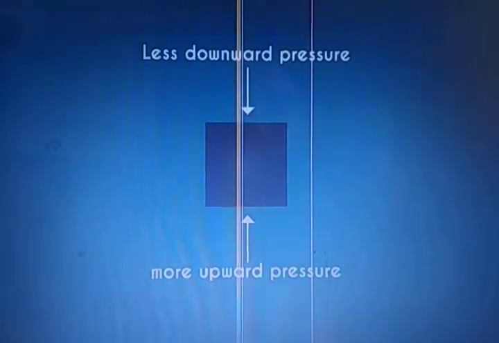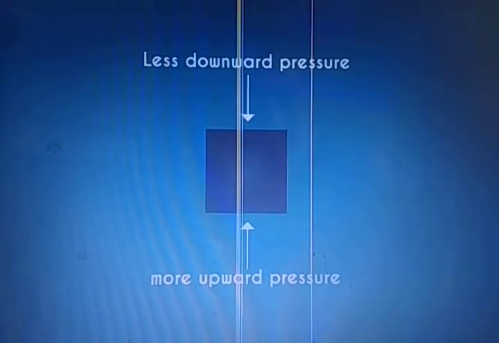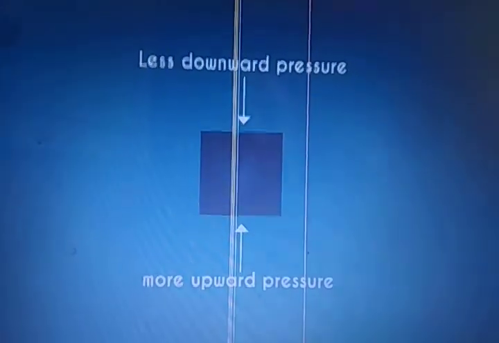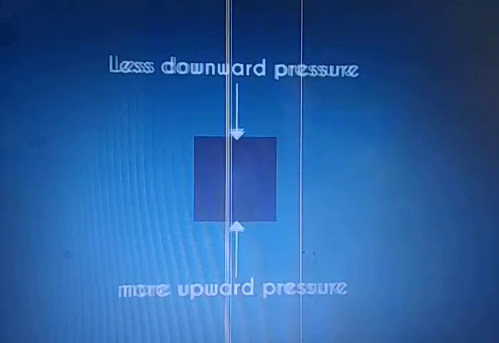You can see here, inside the water there is downward pressure as well as upward pressure. The upward pressure is the buoyant force.